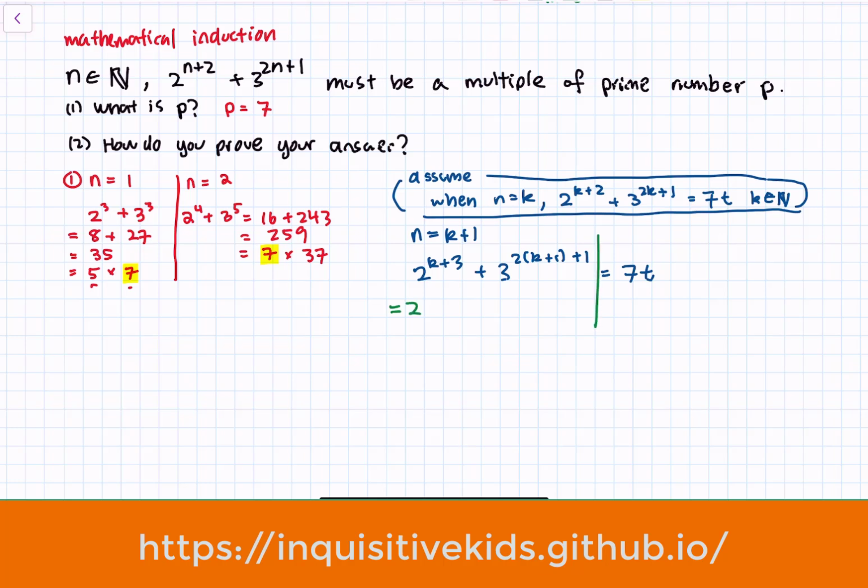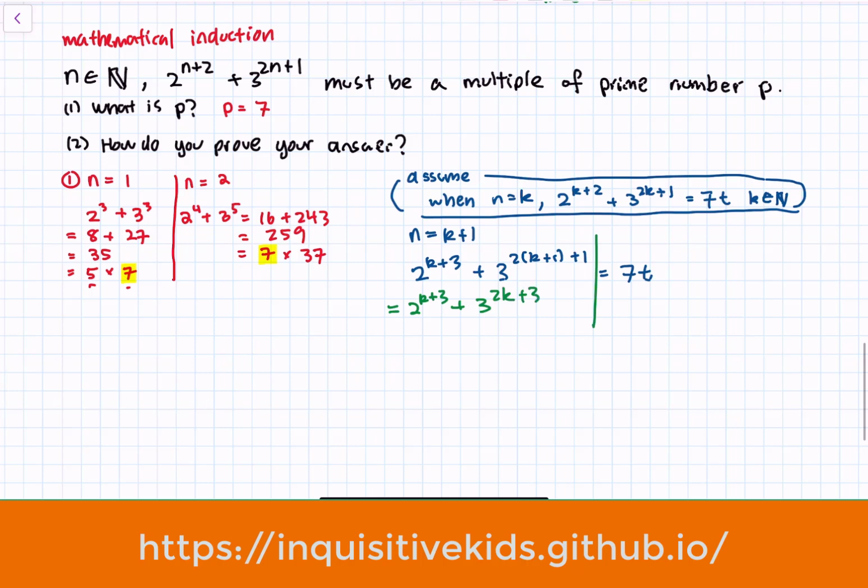So on the left, we have 2 to the k plus 3 power plus 3 to the 2k plus 3 power. And this 3 to the 2k plus 3 can be rewritten as 3 to the 2k plus 1 times 3 to the second power. Here, we can just isolate 3 to the 2k plus 1 by itself. So we know that 3 to the 2k plus 1 power is equal to 7t minus 2 to the k plus 2 power.